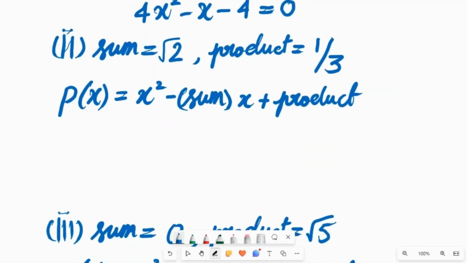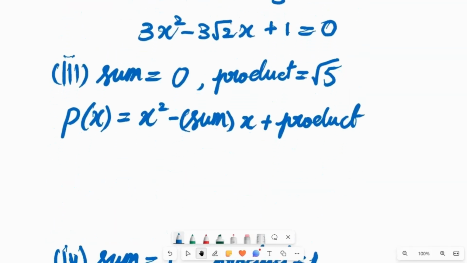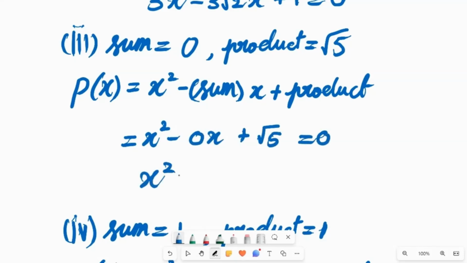Second case, we have sum is equal to root 2 and product equal to 1 by 3. So x² minus root 2 into x plus 1 by 3 is equal to 0. And if I multiply by 3, I would get 3x² minus 3 root 2x plus 1 is equal to 0. The third one, we have sum equal to 0 and product equal to root 5. So in the third case, I would get x² minus 0 into x plus root 5. So the quadratic equation would be x² plus root 5 is equal to 0.